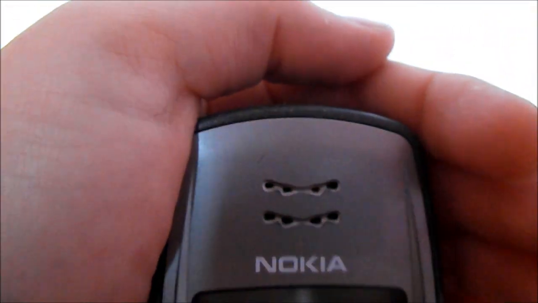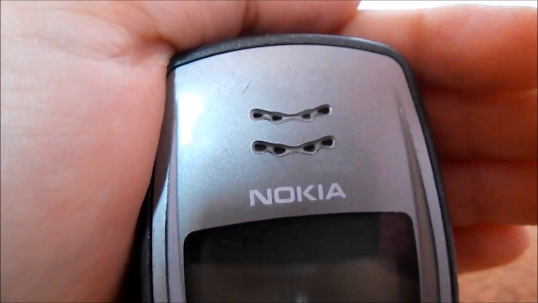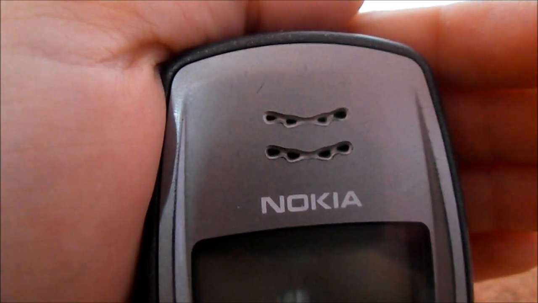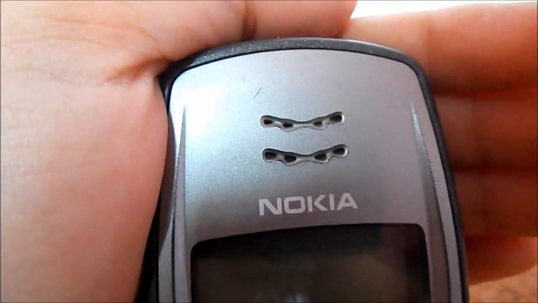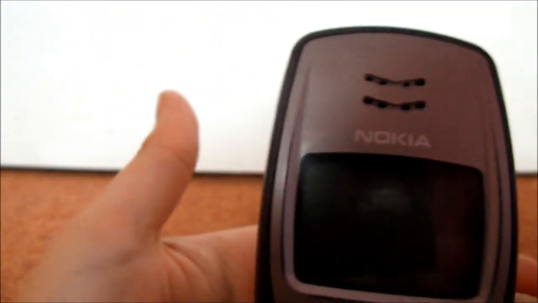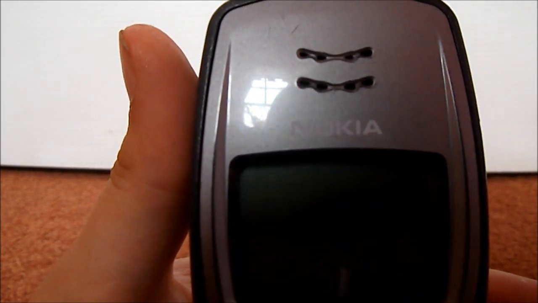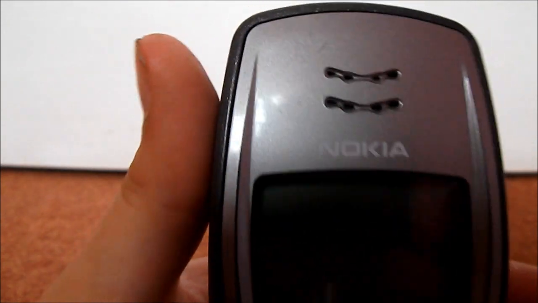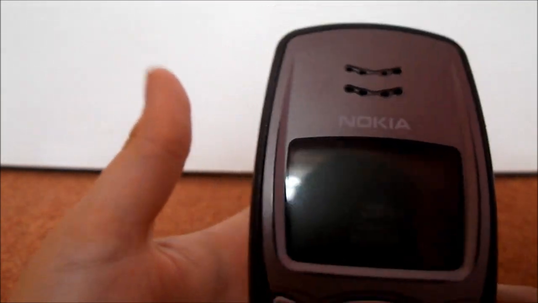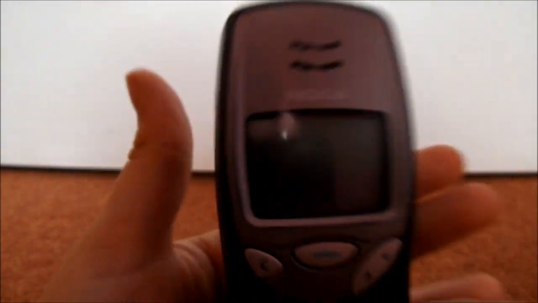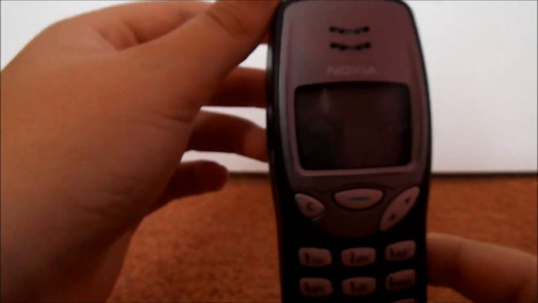The Nokia came out in 1999 and was a highly popular mobile phone, with over 160 million units sold. So that means it was the best and most popular and successful phone in history. Well, not the best. Here it is. This is what it looks like.